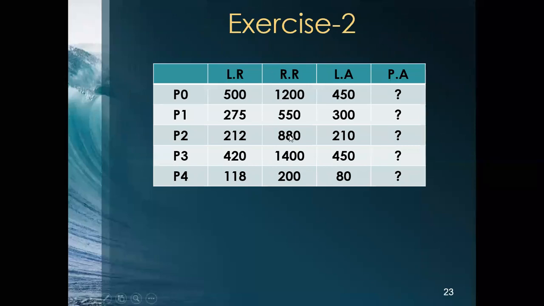So if you want to access array 450, you just have to add these two. If you want to access array 300, you just have to add these two. If you want to access array 210, or P3, or 80, you just have to add these two. This is the array index that you want to access, and this is the physical address that you have to calculate.